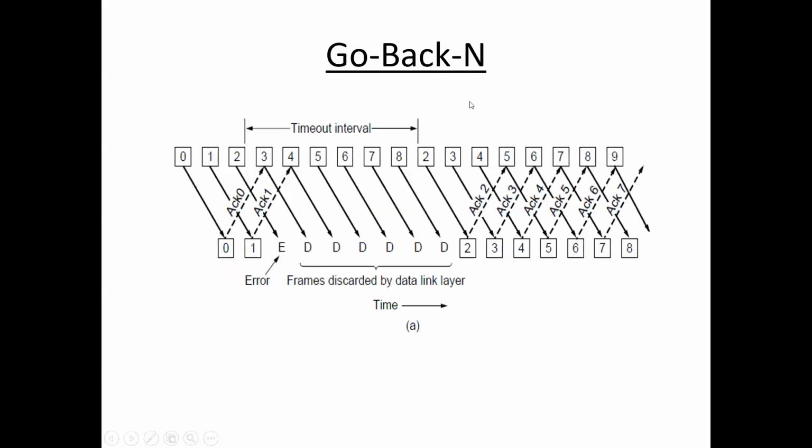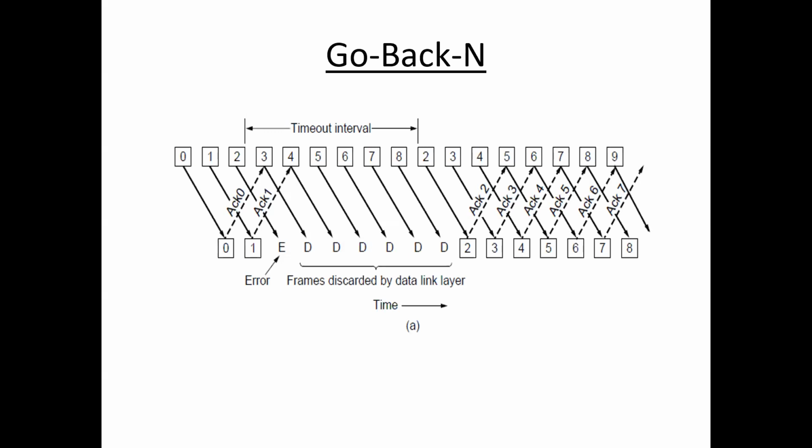Next one is the sliding window protocol using go back N. Go back N is a data link layer protocol that uses a sliding window method.